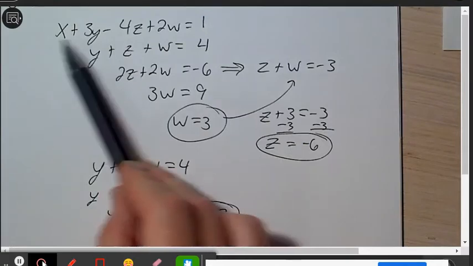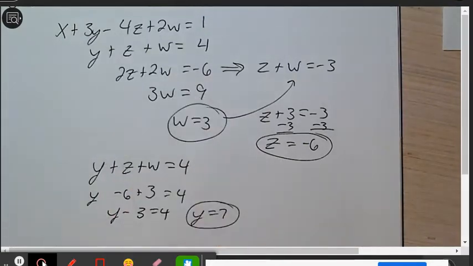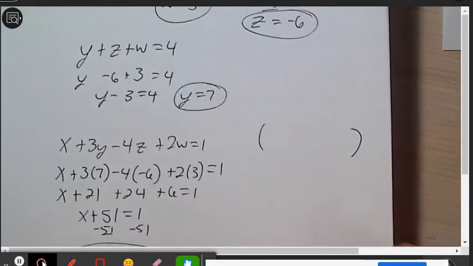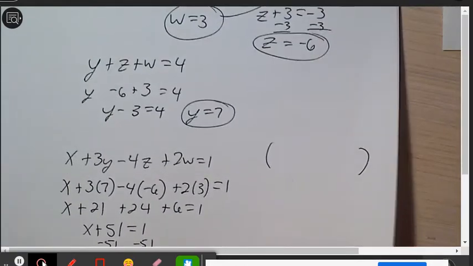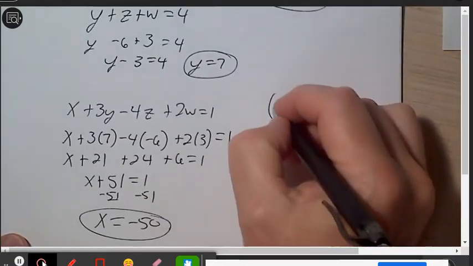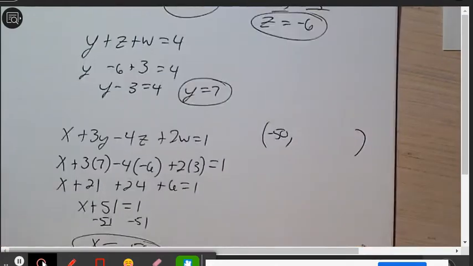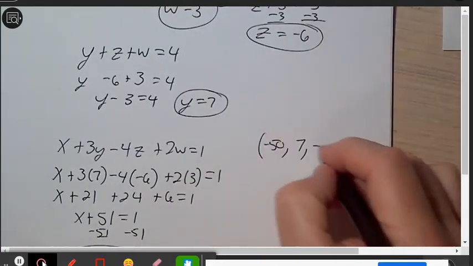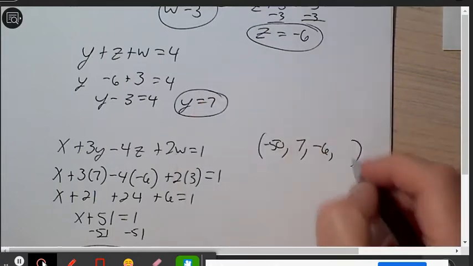So this is in X, Y, Z, W order. So when you write out the answer, instead of it being an ordered pair, in this case, it would be like an ordered quadruplet, however you want to say that. You'll start with your X value, then you'll go to your Y value, then Z, and then W.